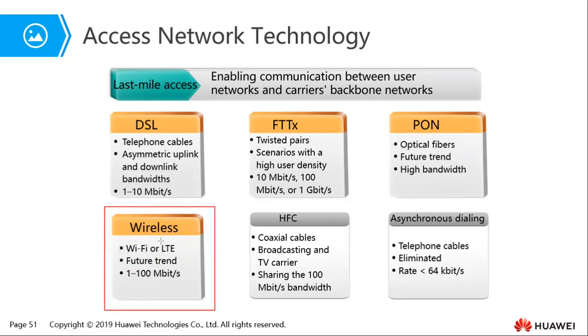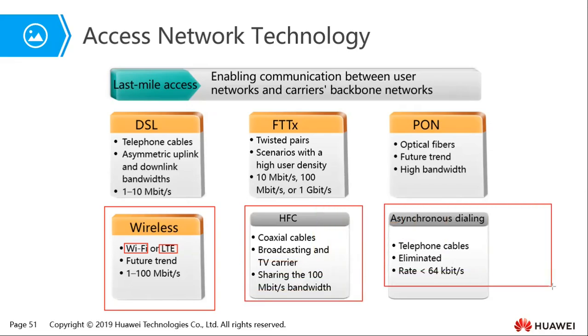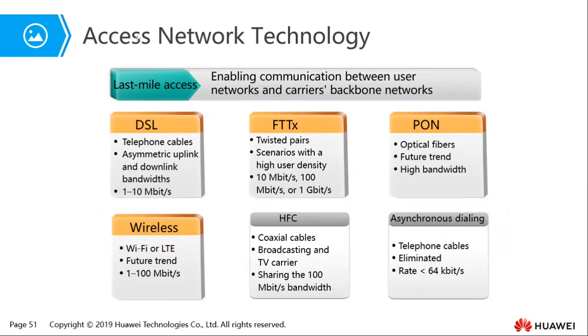So on wireless, for last mile access, we can either set up a Wi-Fi connection, or we can use LTE. So the 4G network, for example. So again, this is already happening, and it can offer speeds up to 100 megabits per second. So when you get time, also read about HFC and asynchronous dialing. Okay, let's move on.